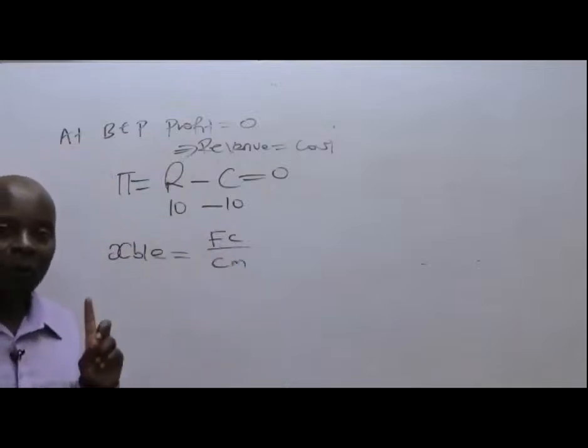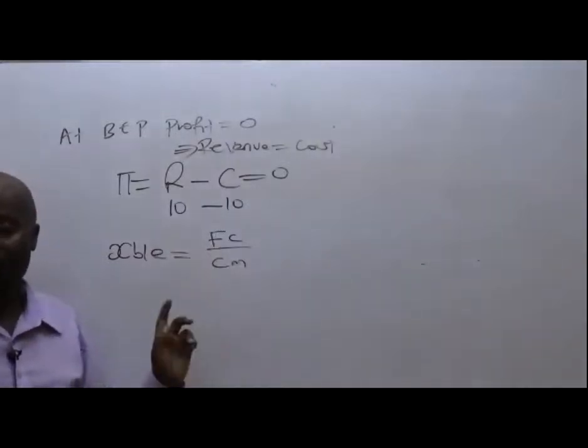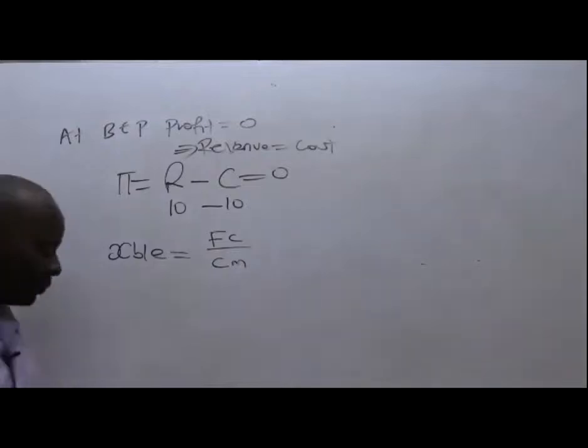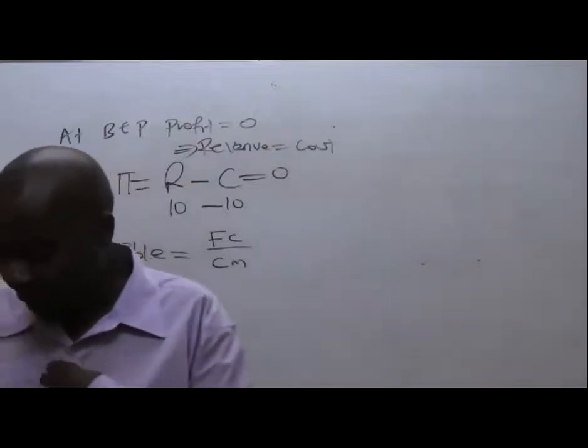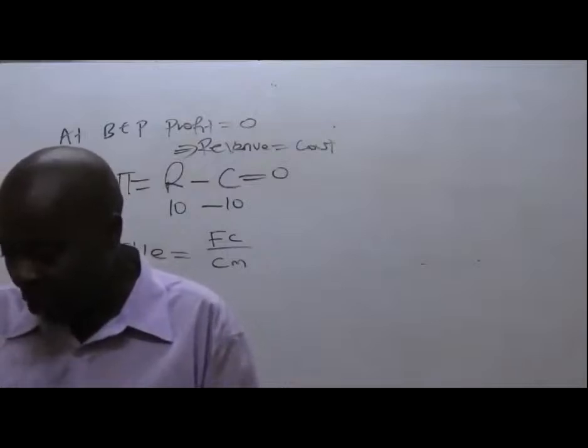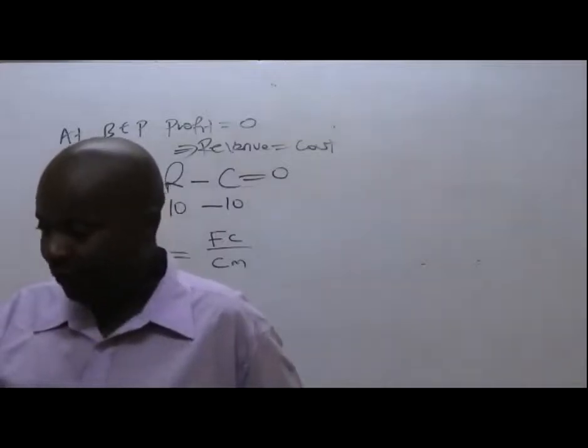So anytime we talk of quantity to break even, we'll always think about taking the fixed cost of the firm. I hope you have written this in full. Fixed cost of the firm, all over contribution margin. And how do I get contribution margin?